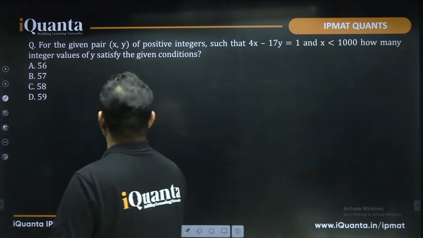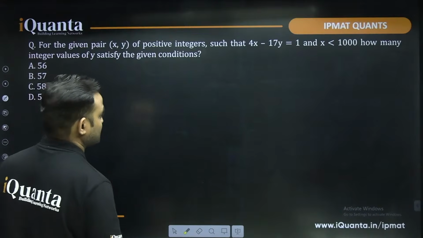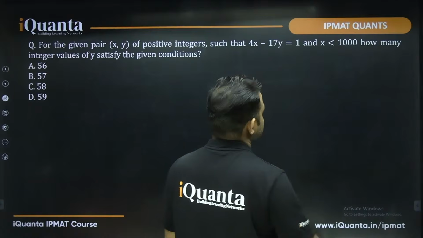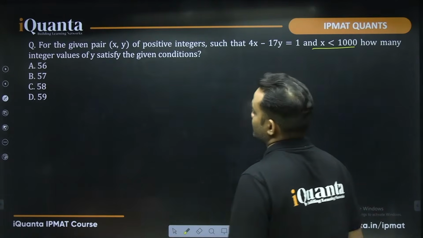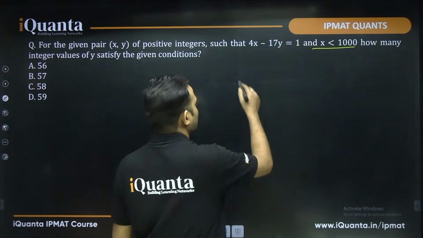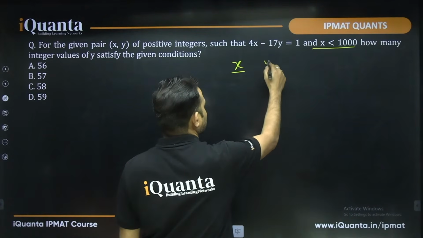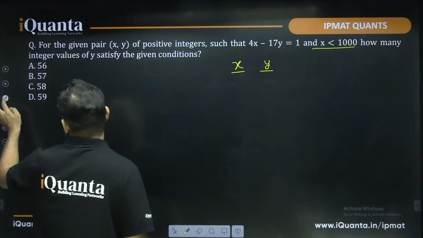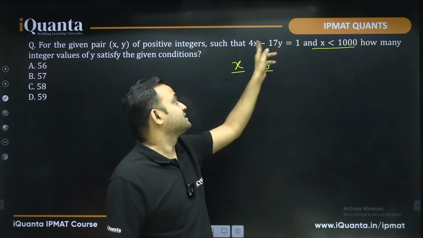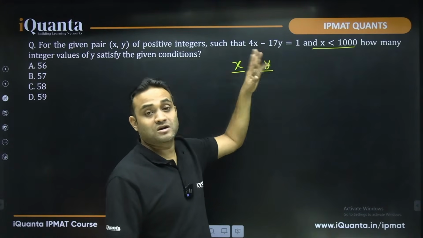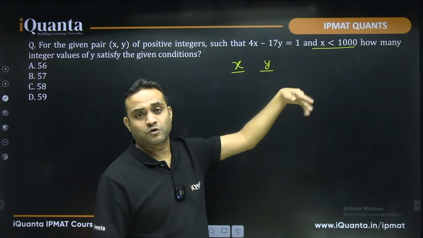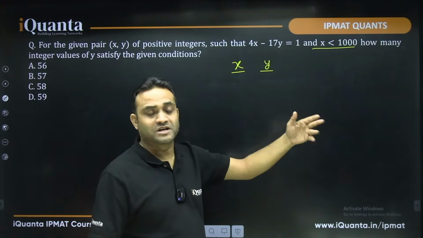For the given pair xy of positive integers such that 4x minus 17y is equal to 1, x is less than 1000. How many integer values of y satisfy the given condition? First of all, we need to find one integer solution, and then the rest we can find out easily. So if I put y is equal to 1, it will give us 17. This should be 1 more than 17. 18 is not a multiple of 4. Take 34. 34 is even. 34 plus 1, 35. 4x cannot be 35.